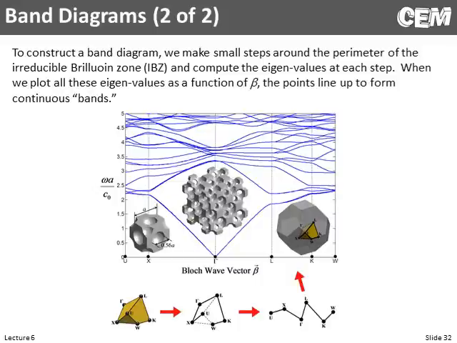So this is a map on the horizontal axis of direction through the lattice, and then going vertically, all the different frequencies that have a mode with this same direction and period as the horizontal point on the plot. So that's what a band diagram is and how it's constructed.